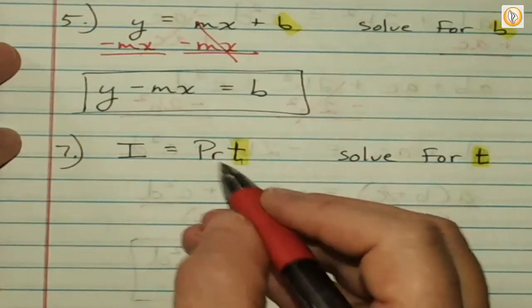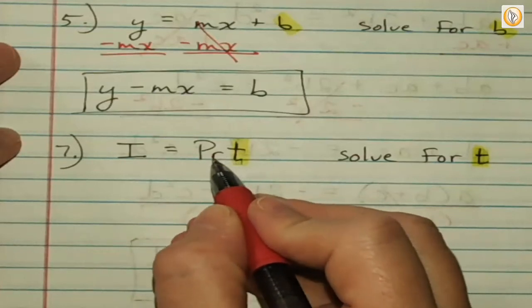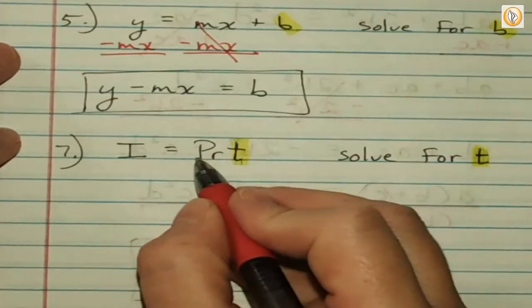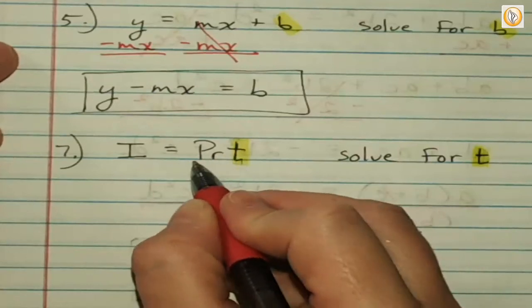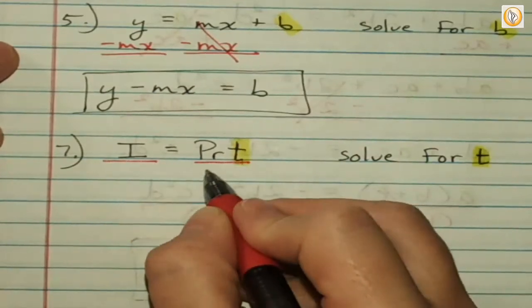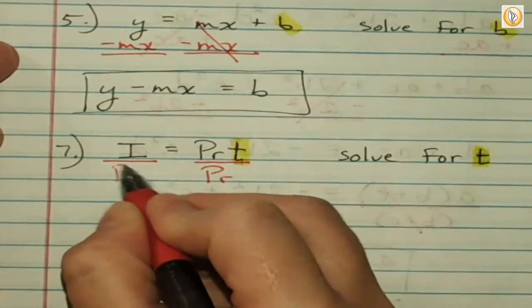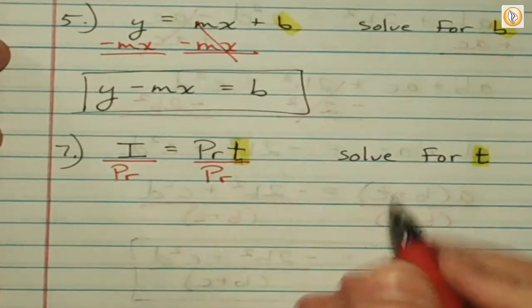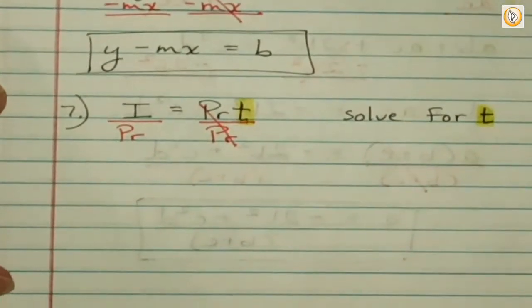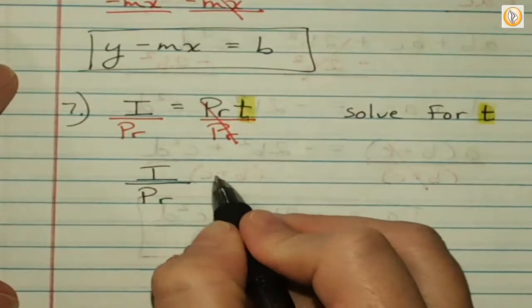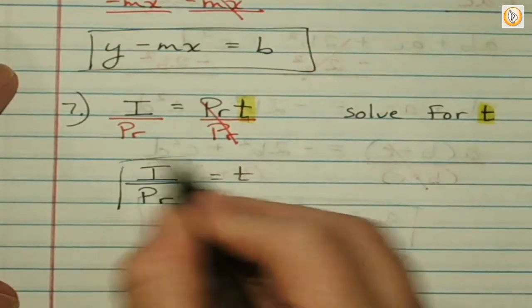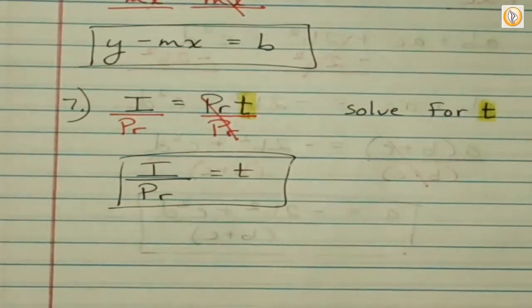What operation is... Divide. Ah, very good. They're all being multiplied here with the T. Do y'all see that? So she is correct. We're dividing both sides by PR because we want to get rid of the whole thing. So that crosses out. Our answer is I over PR equals T. Any questions?